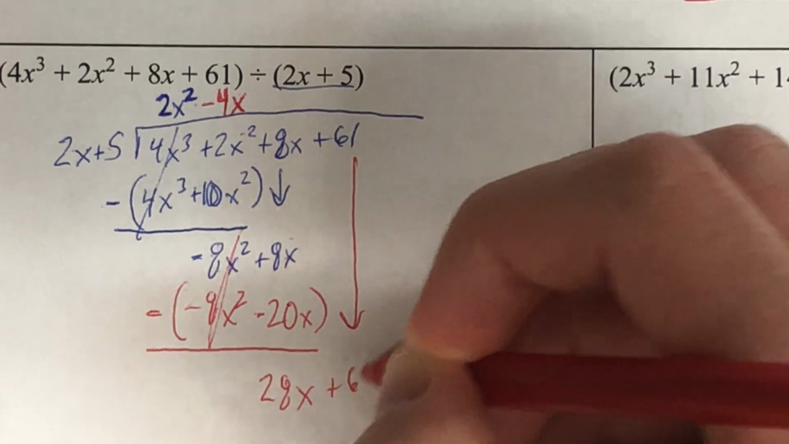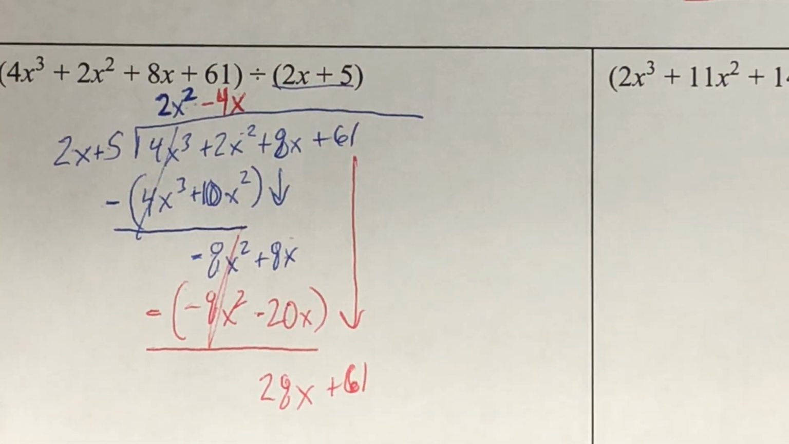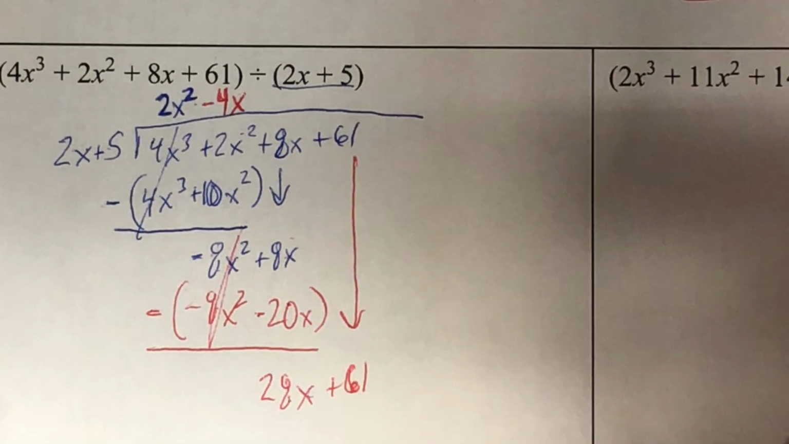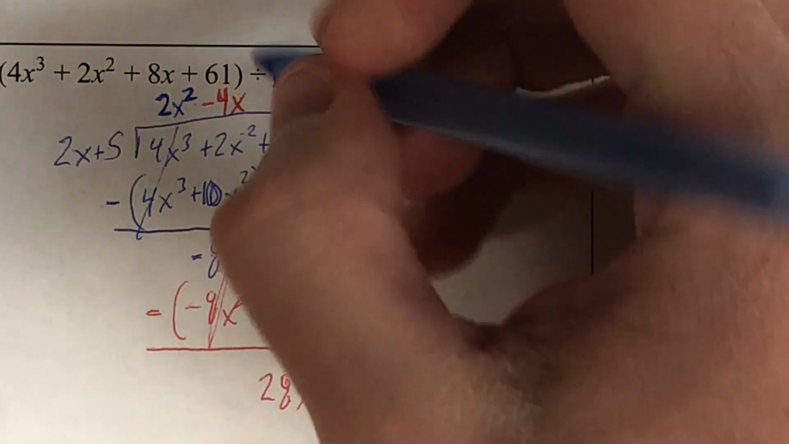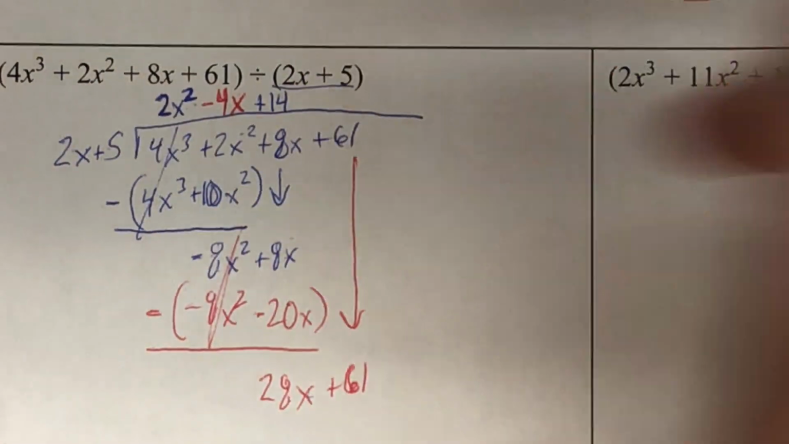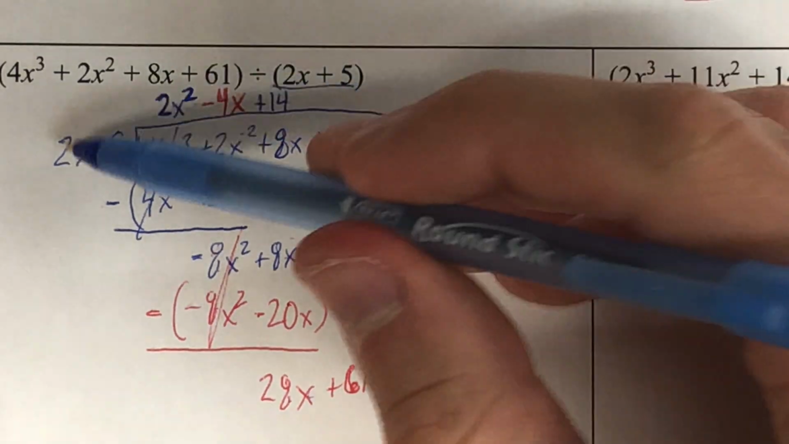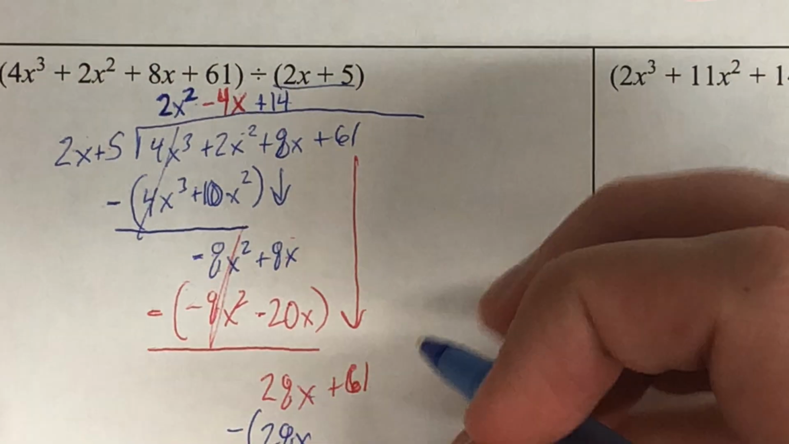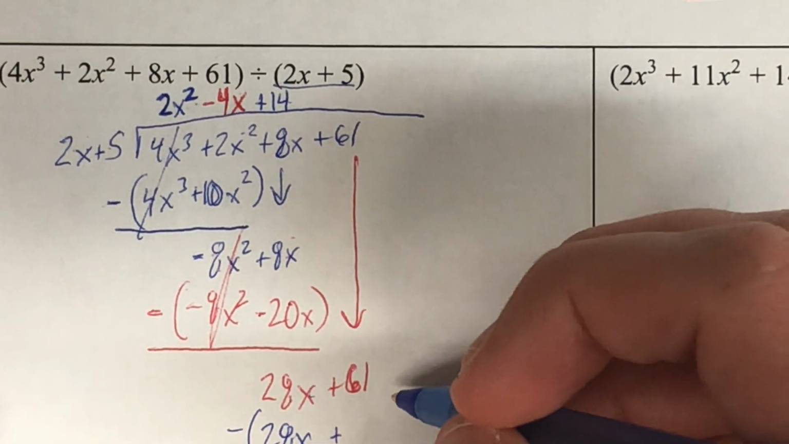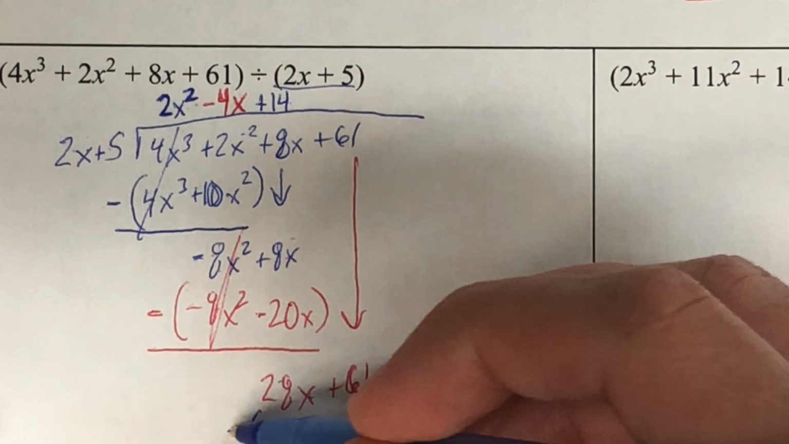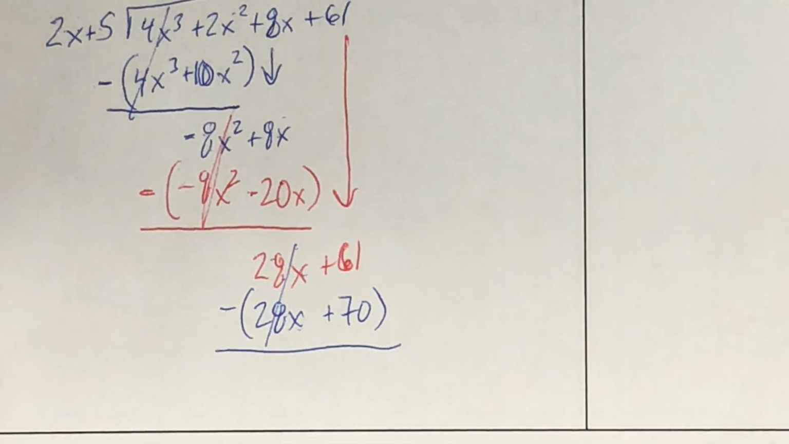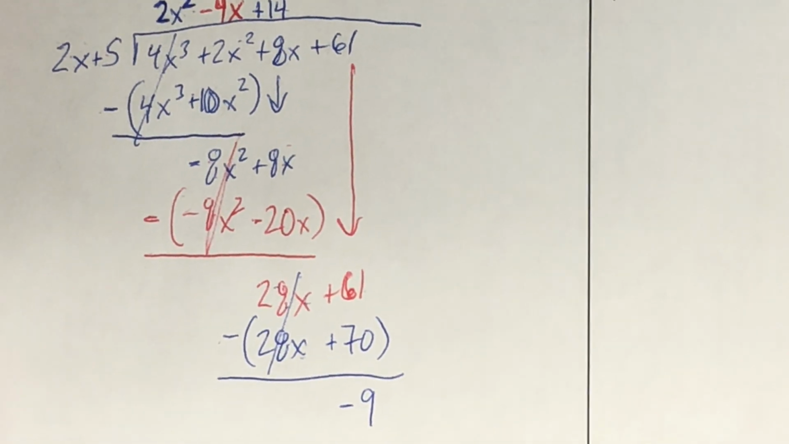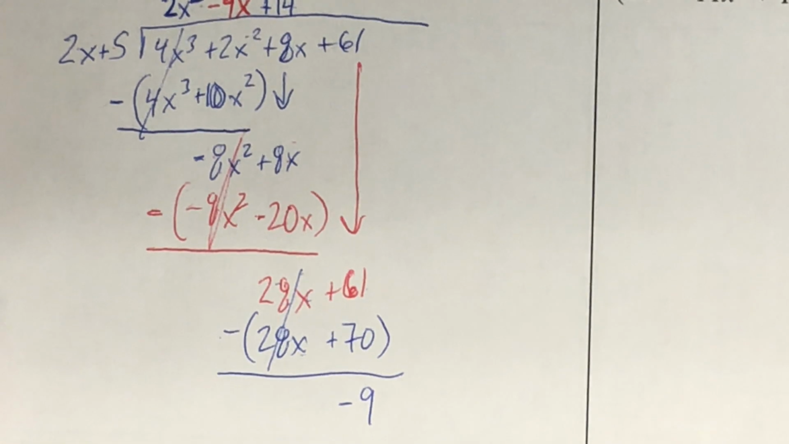Bring down that 61, repeat the process. So now I say, what do I need to multiply 2x by to get to 28x? Well, I've already got the same number of x's, so I don't have to multiply by x. But I know 2 times 14 is 28, so I'm going to add 14 to the top. 14 times 2x gives me 28x. That checks out. 14 times 5 is 70. 28x minus 28x will cancel out for us. 61 minus 70 is negative 9. Once we get down to just a number, that's when we know we need to stop.